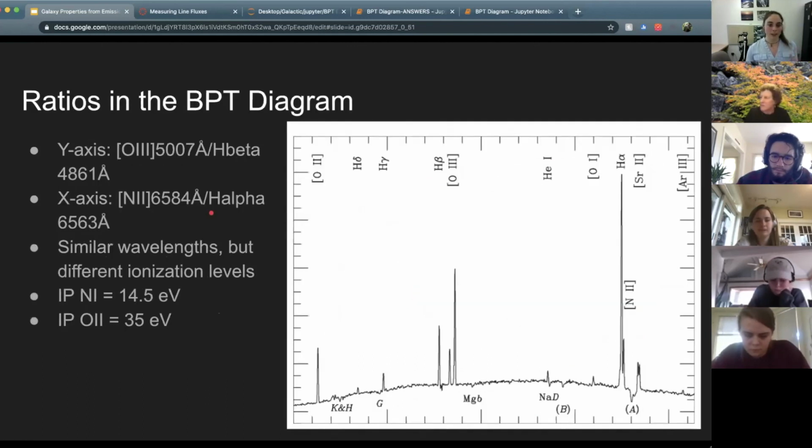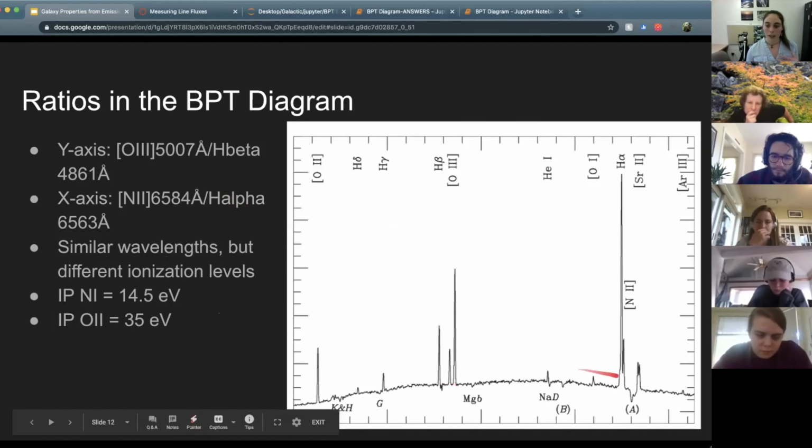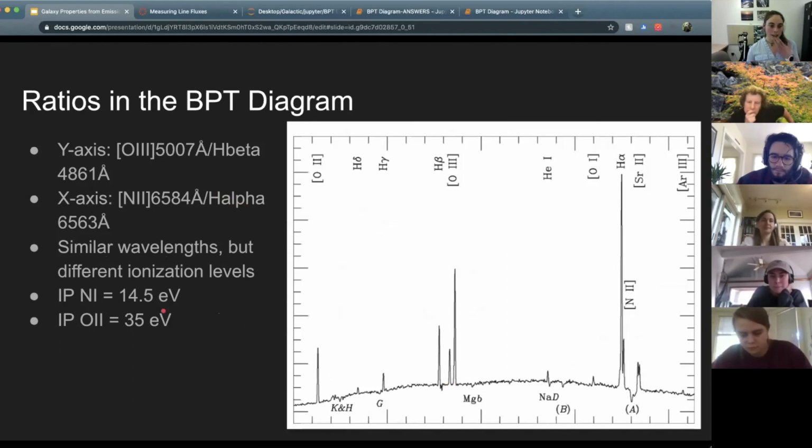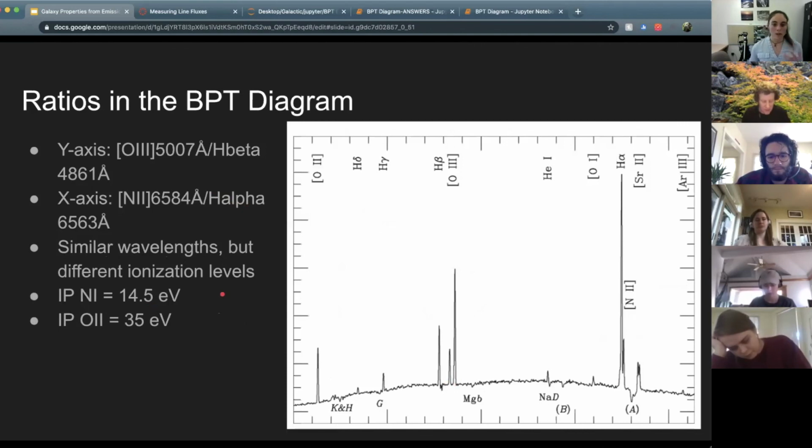So just to show this again, we've got similar wavelengths, H beta and O3, and then H alpha and N2, but really different ionization levels. The ionization potential of nitrogen to get to nitrogen 2 is 14.5 electron volts, and the ionization potential of oxygen 2 to get to oxygen 3 is 35 electron volts. So changes in the amount of ionizing radiation, and how much energy that ionizing radiation actually has, will change the ratios of these emission lines, moving where a galaxy will fall on our BPT diagram.